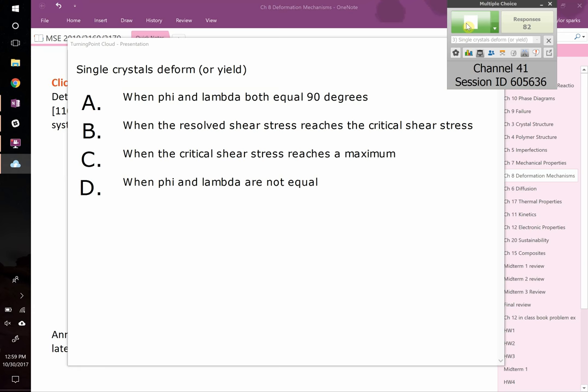Okay, answers in. We'll wrap this one up in a minute. Okay, we're going to end it. A, B, C, or D? People think. Okay, definitely the answer is B. We're going to do an example of this one right now.